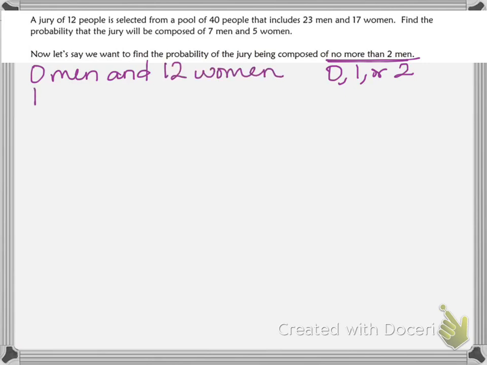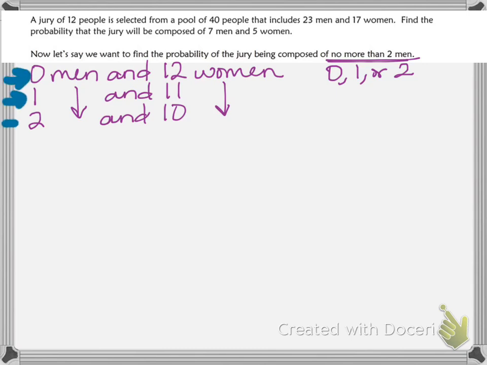We could have 1 man and 11 women. We could have 2 men and 10 women. And we can't have anything else because then we'd have too many men, and it says no more than 2 men. Now, remember that and means multiplication, and that happened in the 7 men and 5 women example. And all of these possibilities, it could be this one or this one or this one. So we're going to add these possibilities together.